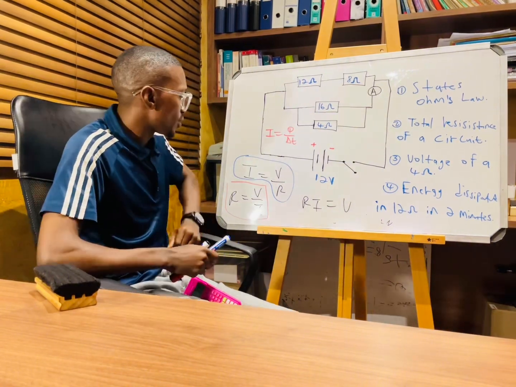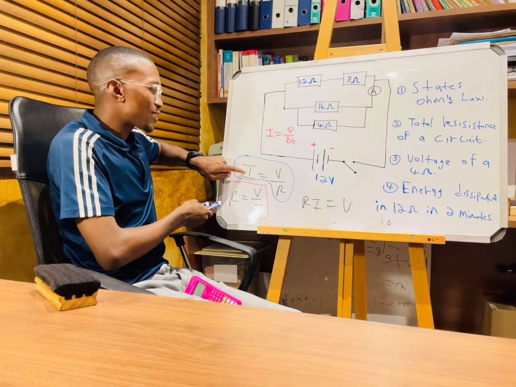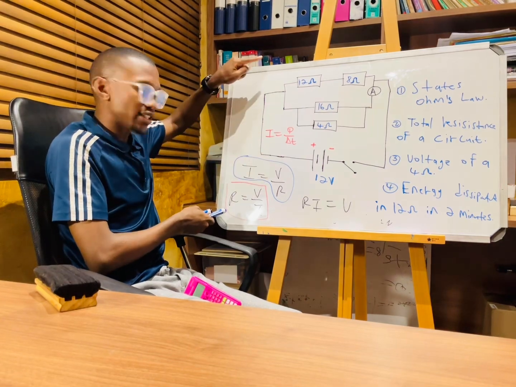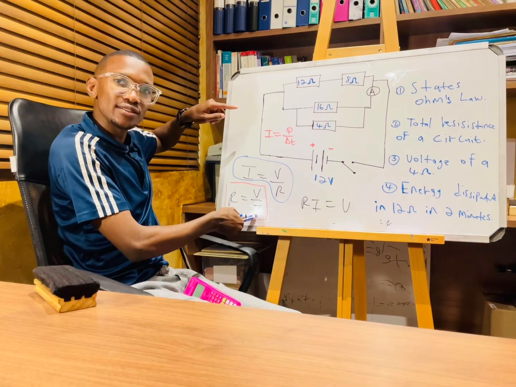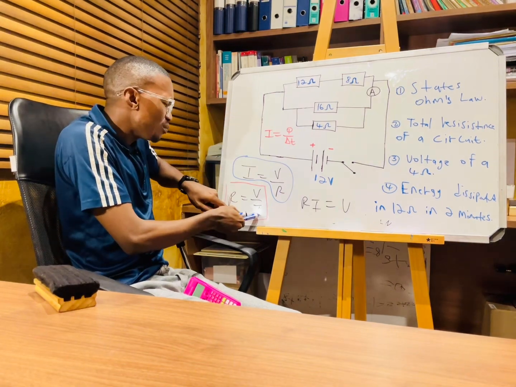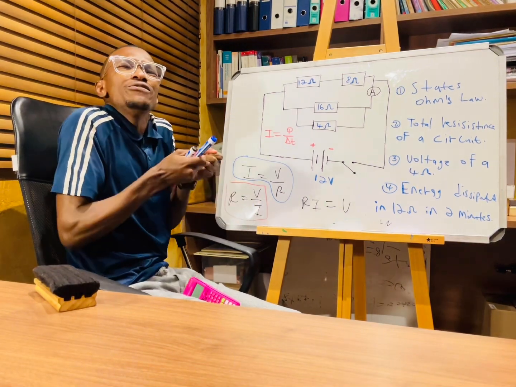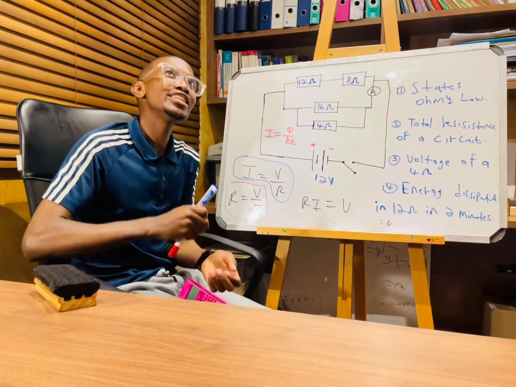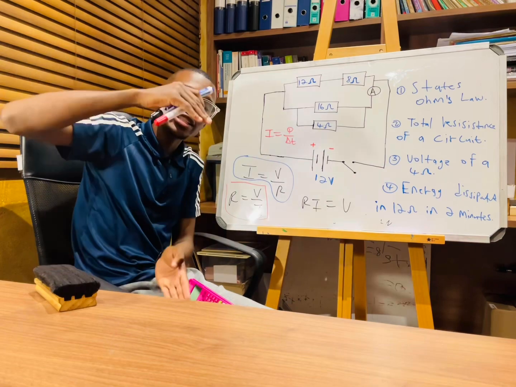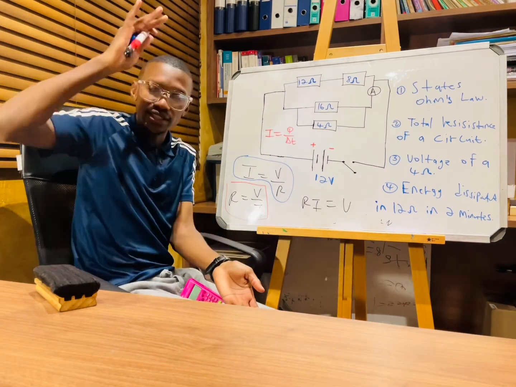All right, good stuff. So as you can see, as the current increases, the voltage increases. Here, as the resistance increases, what happens to the current? It decreases, because the relationship between the two is that they are inversely proportional. Guys, to be inversely proportional means that as I increase, you decrease. As you decrease, I increase.